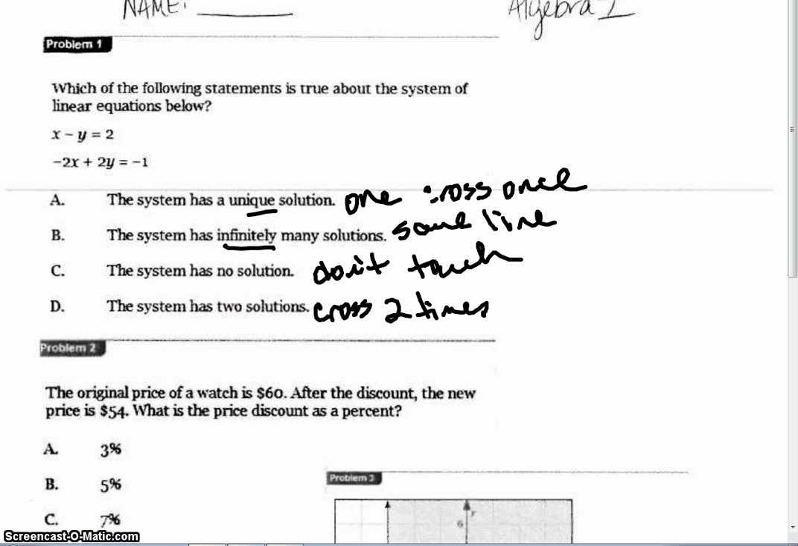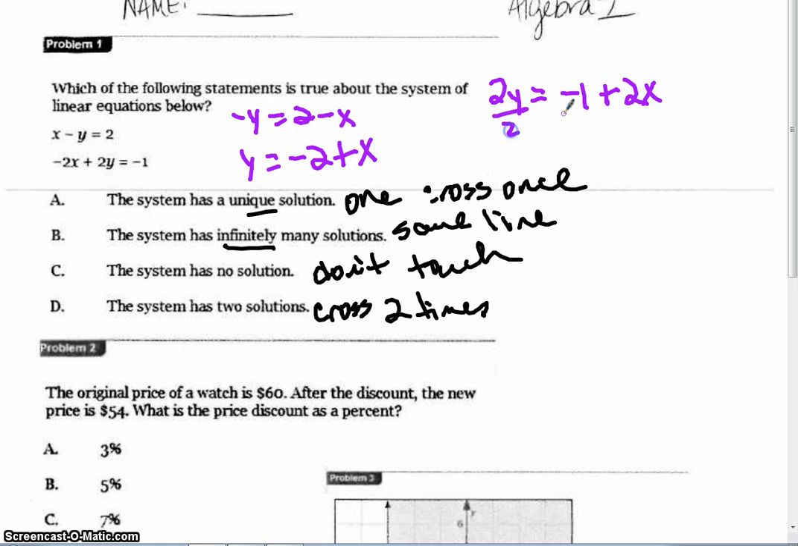You're going to have to start by getting y by itself. So on this first one, we'll move the x, and you get negative y is equal to 2 minus x. You cannot have a negative y, so you change every sign. Y is equal to negative 2 plus x. For the second one, you'll move the 2x, and so you have 2y is equal to negative 1 plus 2x. Everything gets divided by 2. So y is equal to negative 1/2 plus 2x divided by 2.